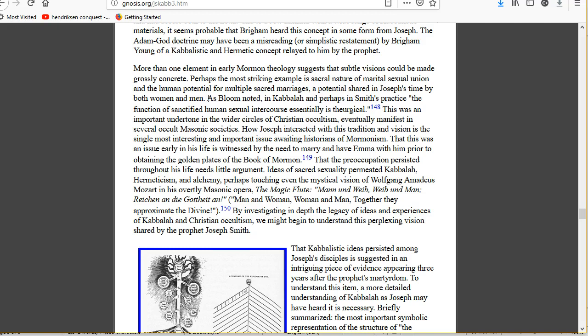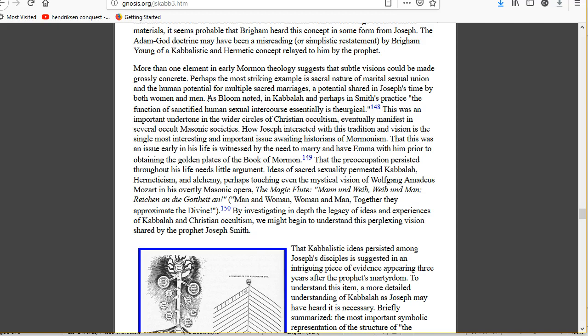This was an important undercurrent in the wider circles of Christian occultism. Importance, I think he meant to say. Eventually manifest in several occult Masonic societies. How Joseph interacted with this tradition and vision is the single most interesting and important issue awaiting historians of Mormonism, because they're going to treat it fairly.